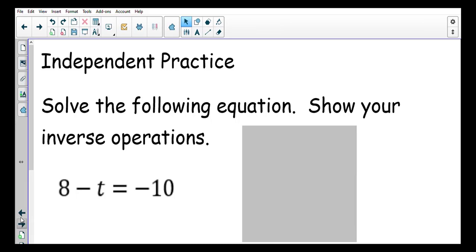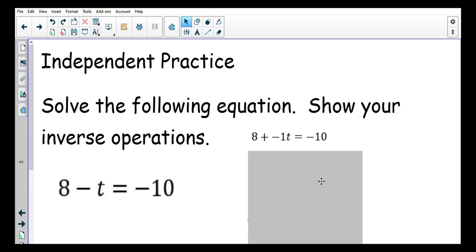All right, hopefully you've taken a few moments to try this problem. And hopefully you remember that since the variable comes after subtraction, we are going to add the opposite and rewrite it as 8 plus negative 1t equals negative 10. Now, we are adding 8, so the inverse of that is to subtract 8 from both sides.